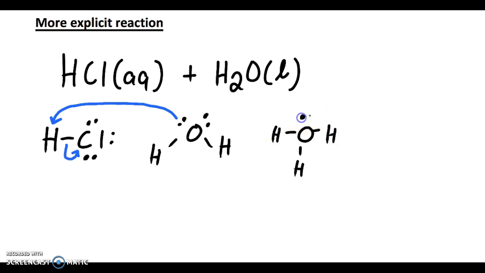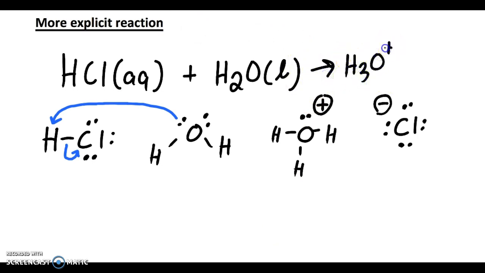And since it took a proton, again, protons have a positive charge, this oxygen acquired a positive charge. And this chlorine here gained an electron, which is negative, so this has a negative charge. So if you look in this picture, everything is balanced, and so is the charge. Well, let me finish this. H3O plus, and then plus Cl minus.